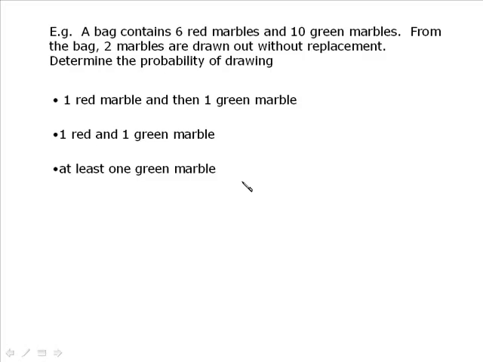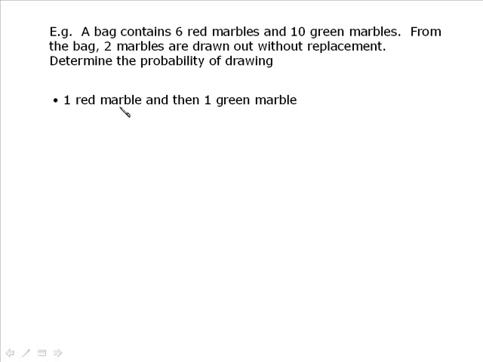This first one: a bag contains 6 red marbles and 10 green marbles, and then from the bag 2 marbles are drawn out without replacement. We want to get the probability of drawing 1 red marble and then 1 green marble, 1 red and 1 green marble, and then at least 1 green marble. So 3 questions on these. Now I'll go through it bullet by bullet.